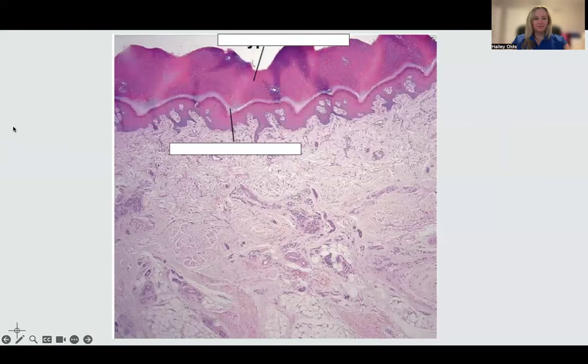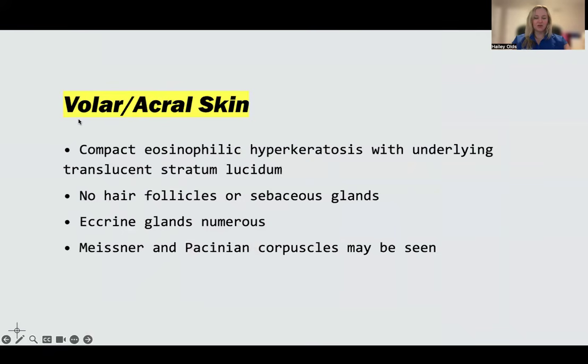Okay, what about this one? So main things to note here is you have a very thick stratum corneum, and then you also have this little lighter layer at the bottom of the stratum corneum, which is the lamina lucida. And then you don't see any hair follicles here as well, which is another important clue. So this is either a palm or a sole. So you see very compact hyperkeratosis. Hyperkeratosis means that you have increased stratum corneum, no hair follicles, but a lot of eccrine glands. Because palms and soles have the most eccrine glands of anywhere.